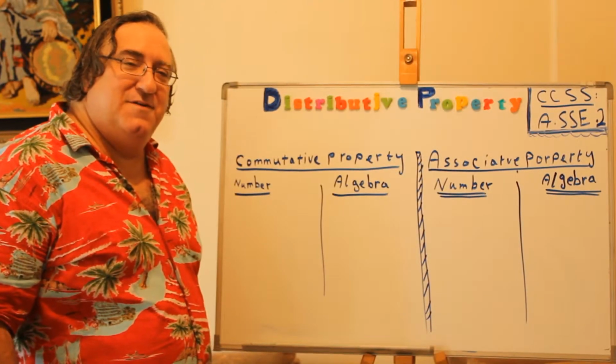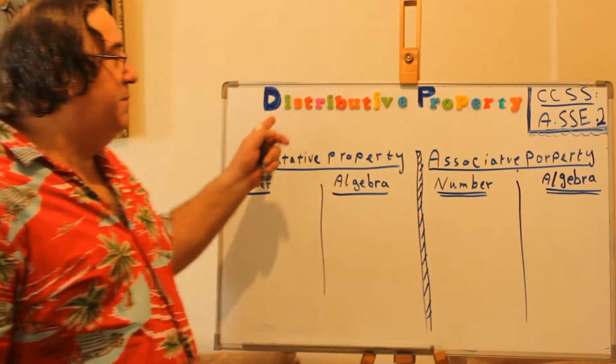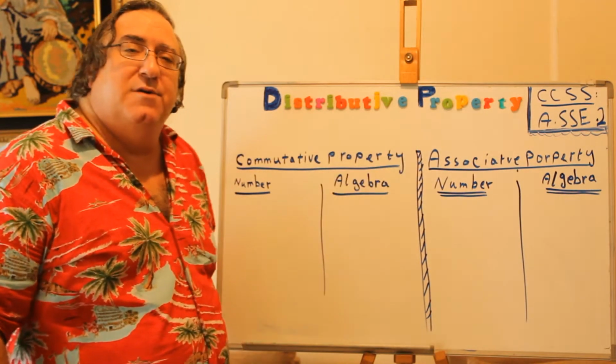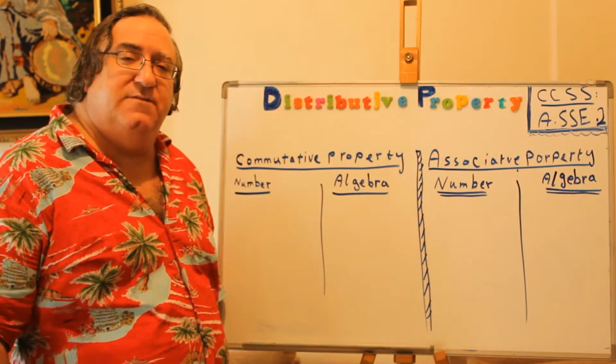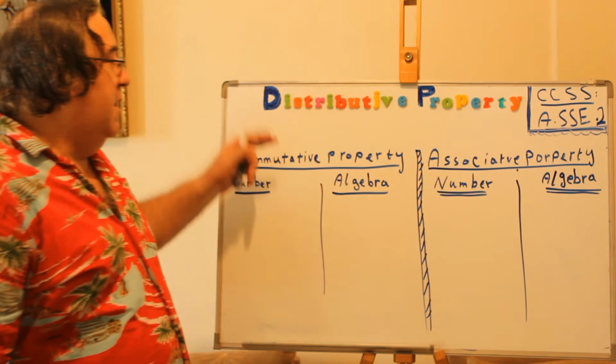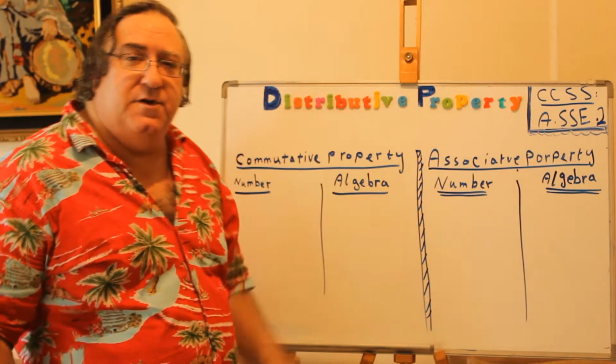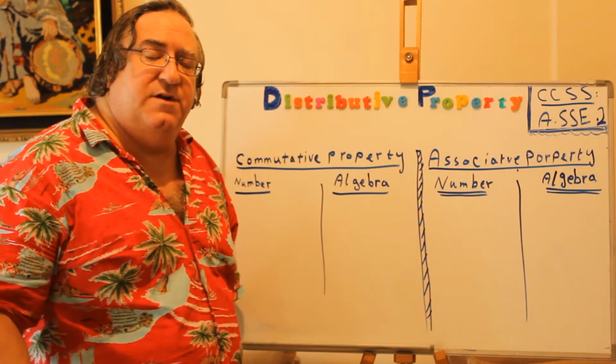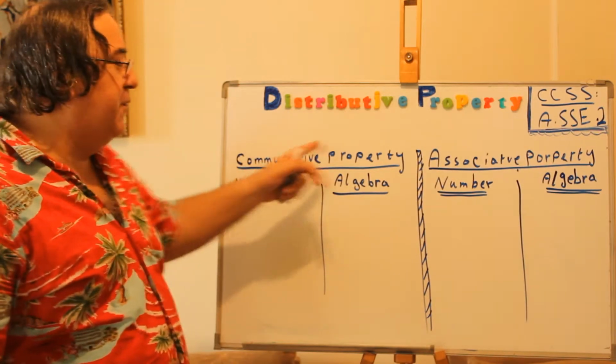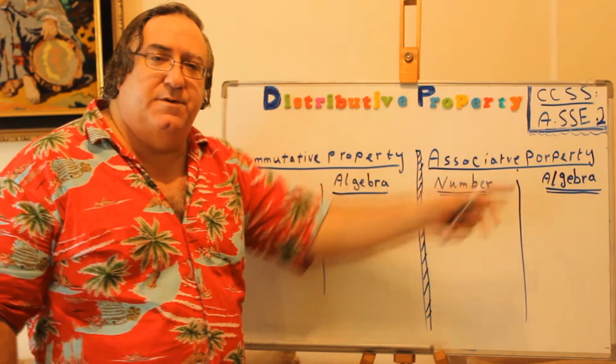Hi, today our lesson is about the distributive property. It is one of the basic and essential lessons for Algebra 1. Before starting the distributive property, you have to know two major and essential properties: the commutative property and the associative property.